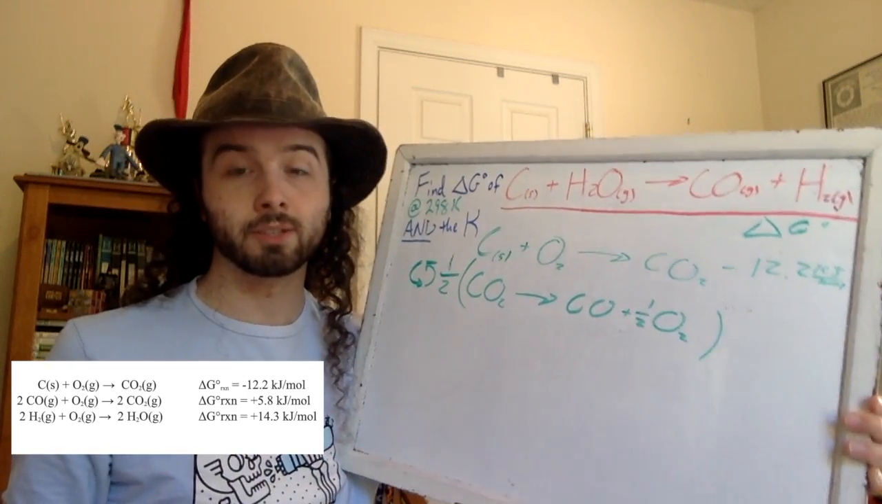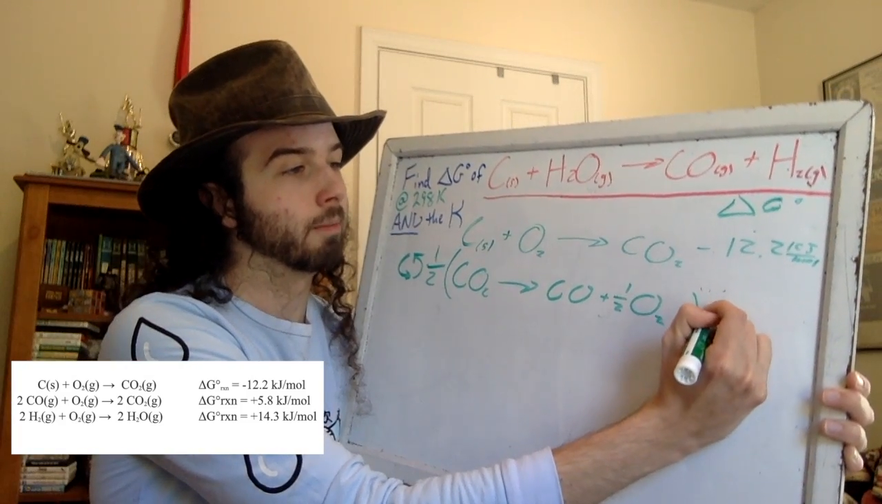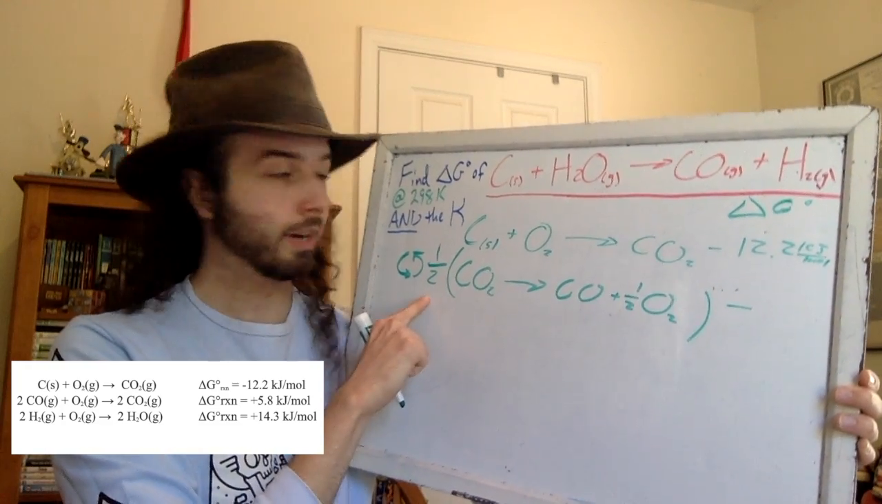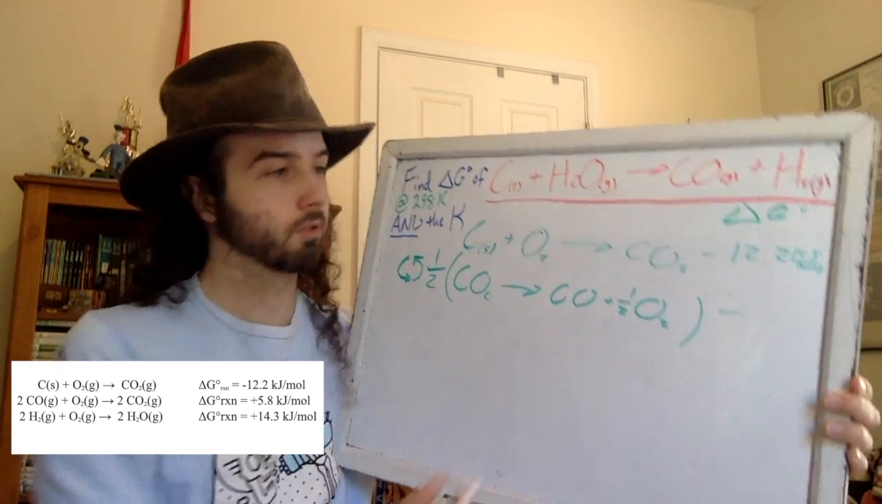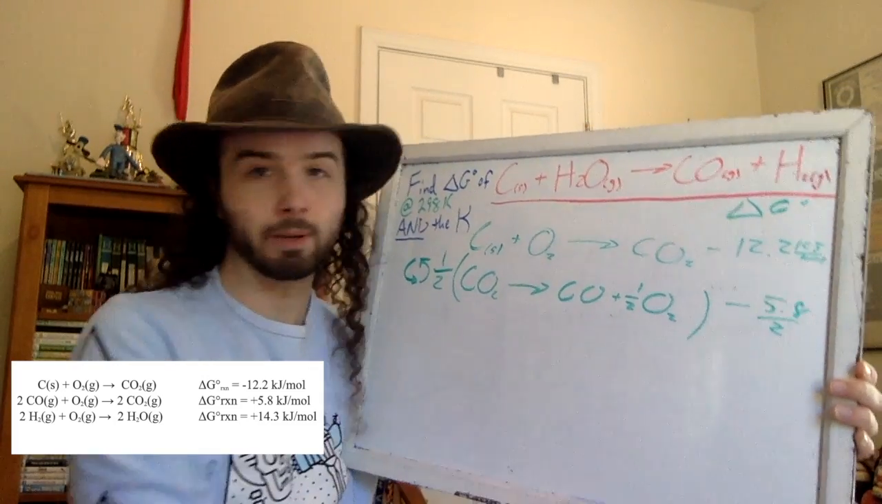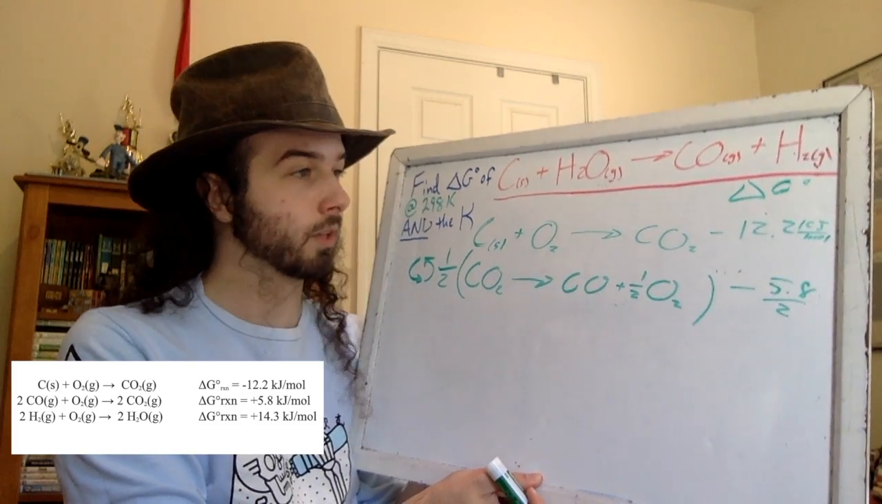So originally this is plus 5.8 kilojoules per mole, but this is going to end up being negative because we flipped it. We got to flip the sign. And since we divided it by 2, we got to divide this number by 2. So this ends up going to be 5.8 divided by 2. Okay, so I'm just going to leave that there, and we'll do all the math when we do it together.